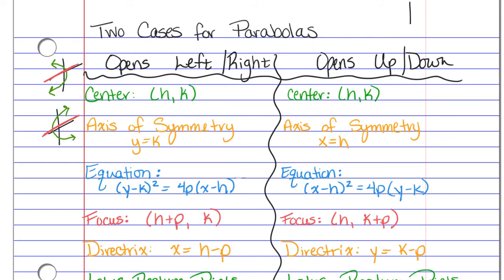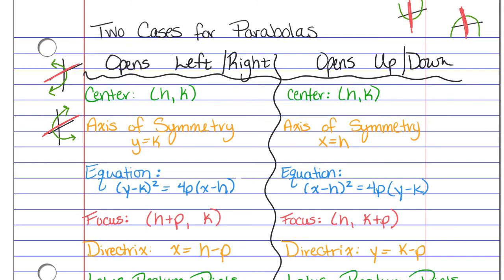Whereas if you are opening, let's say, up or down, then your axis of symmetry is a vertical line that passes through your vertex, which is where we come up with y equals k if it's horizontal, or x equals h if it's vertical. Your equations also look very similar, with the exception of who is squared. So if my equation opens left to right, my y value is squared and my x is not. If my x is squared, it opens up and down, but my y is not.